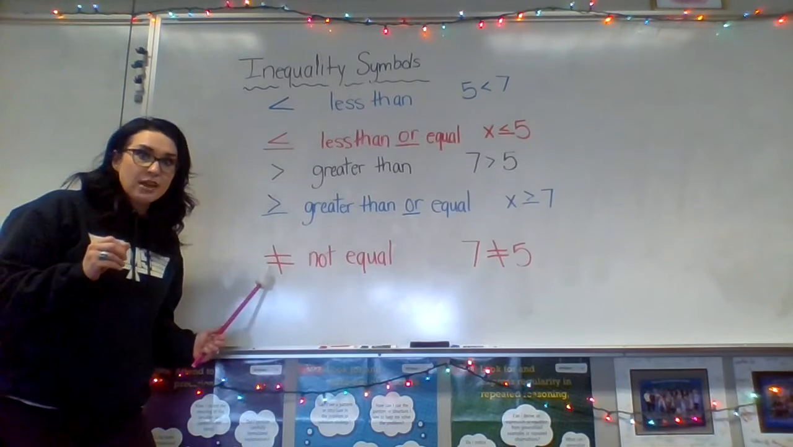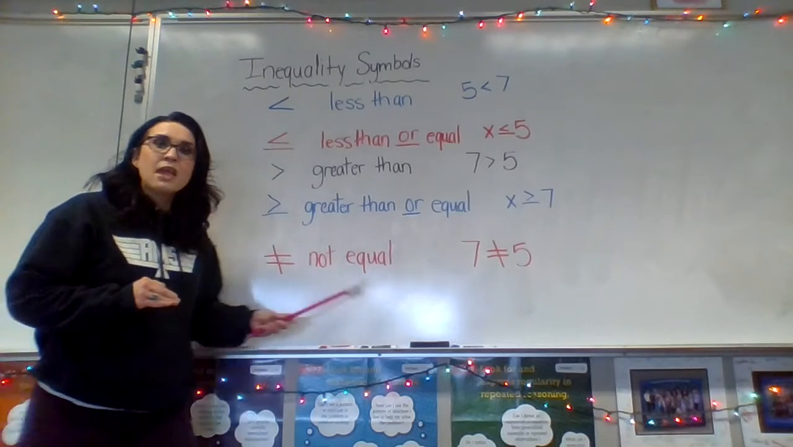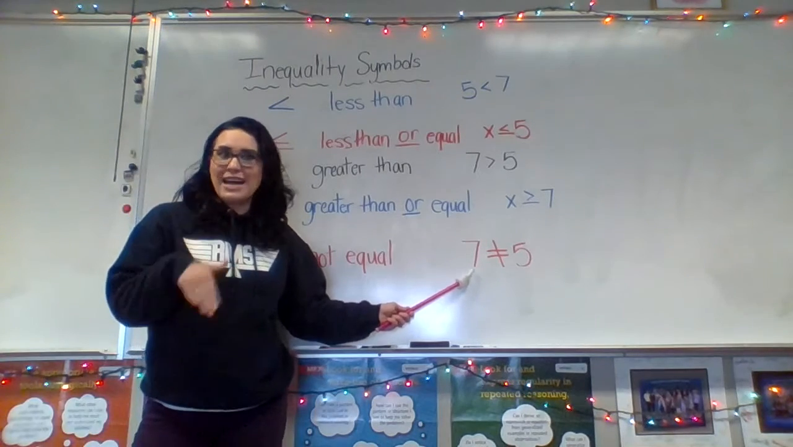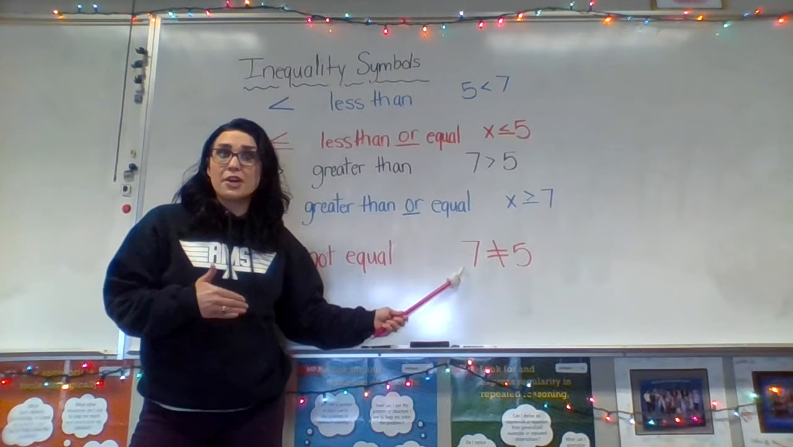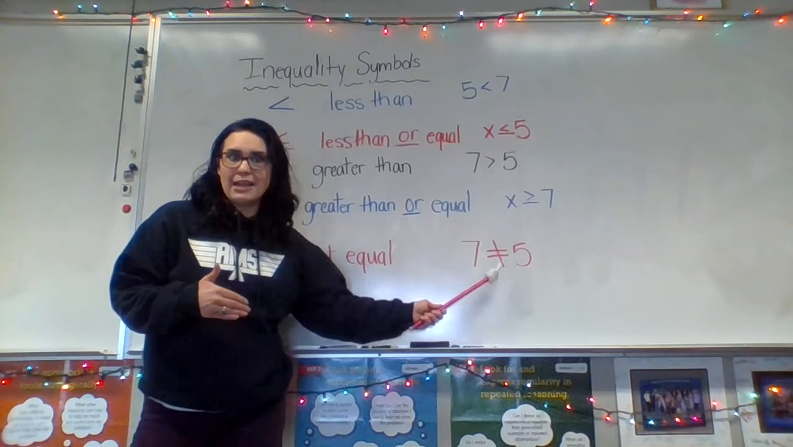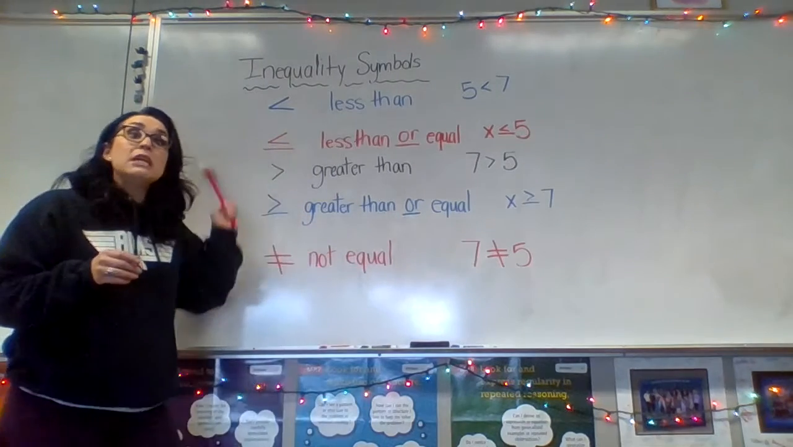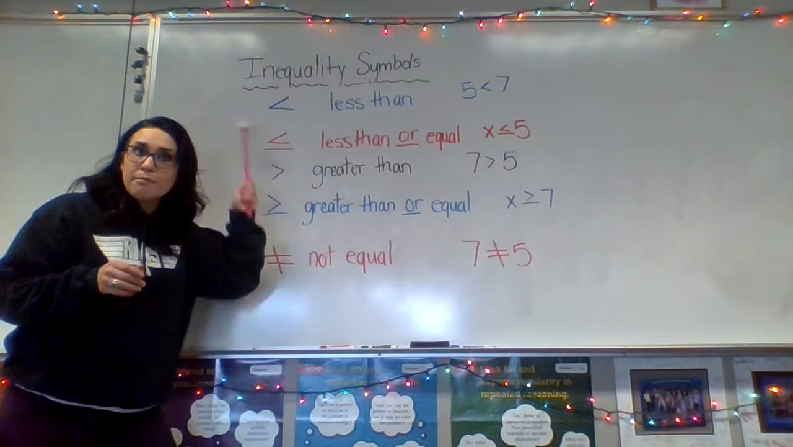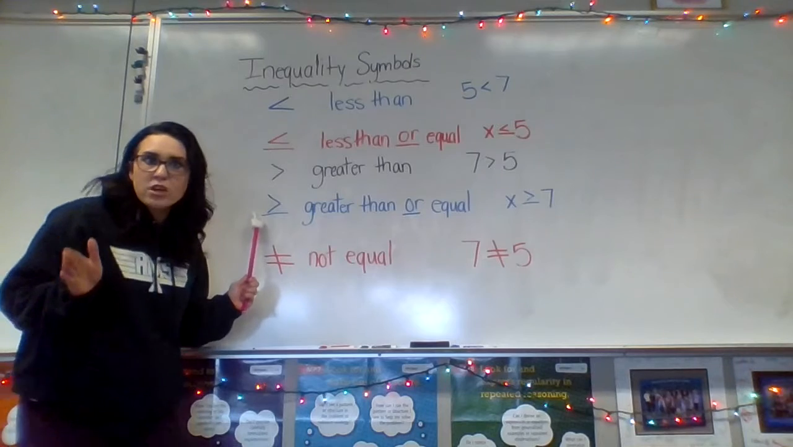It looks just like a regular equal sign, but it has that line through it showing us it's not equal. In this case, we could say that 7 is not equal to 5. Those are not the same value. You might also have it with a variable, like x is not equal to 5. We don't know what x is, but we know it's not 5. Again, please make sure that this is written down in your math notebook. Now let's get into some math problems, my friends.